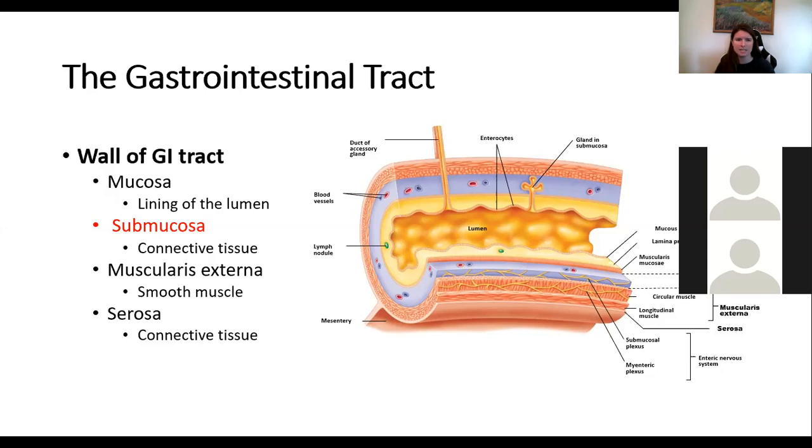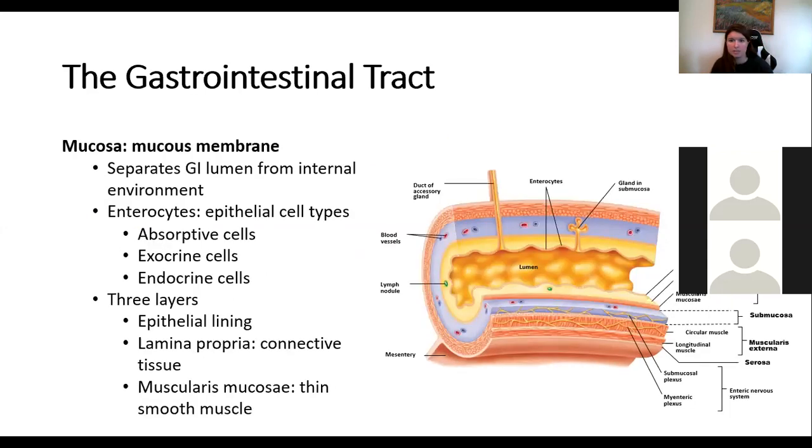Then we have our muscularis externa. That's the muscly looking part, the pink thick layer on the outside. Your muscularis externa is going to be mainly made up of smooth muscle that's going to help us contract different parts of the GI tract in order to move around the food. And then on the outside, we have another layer of connective tissue called the serosa. So we got mucosa, submucosa, muscularis externa, and serosa. They're all in concentric rings around our tube.